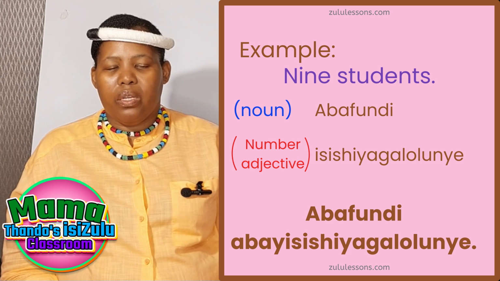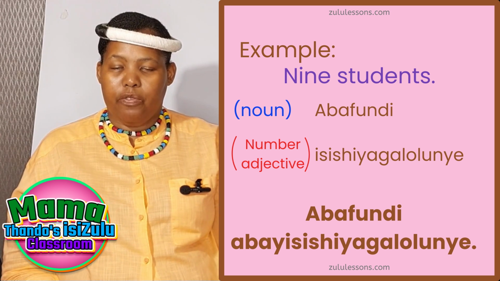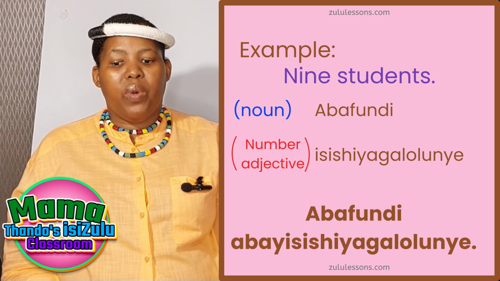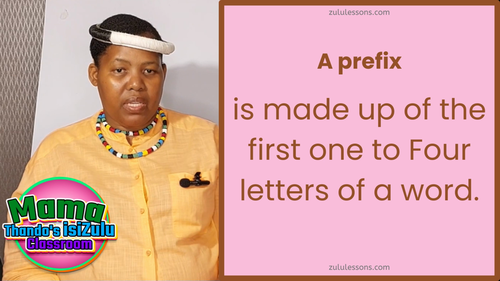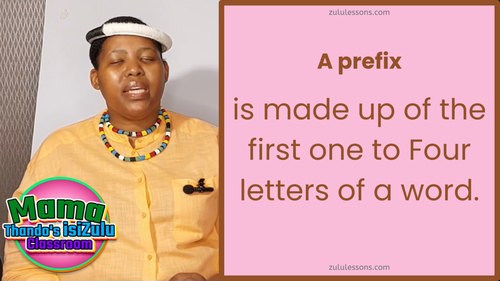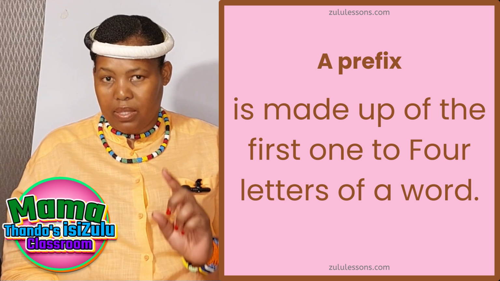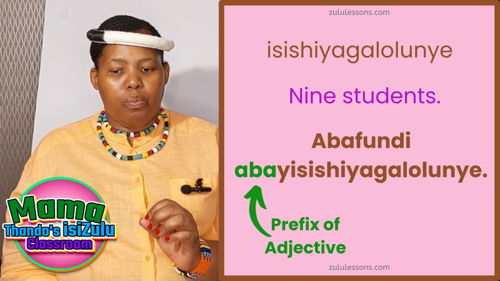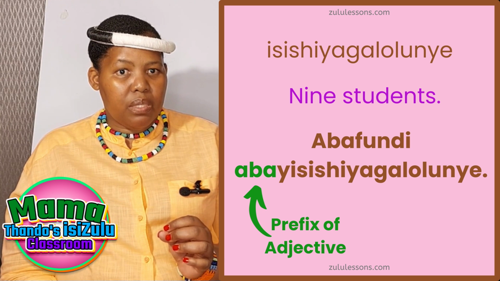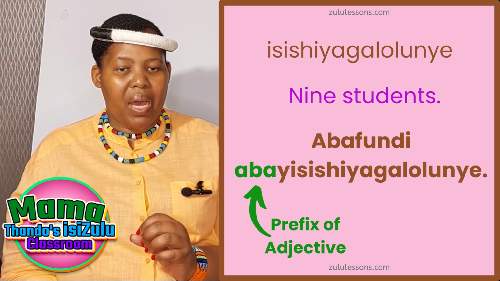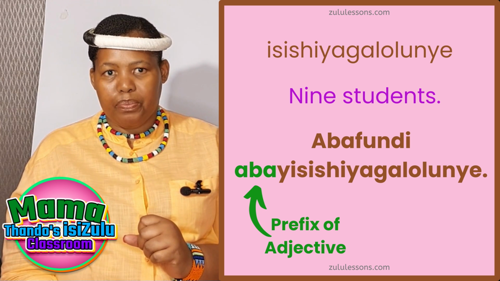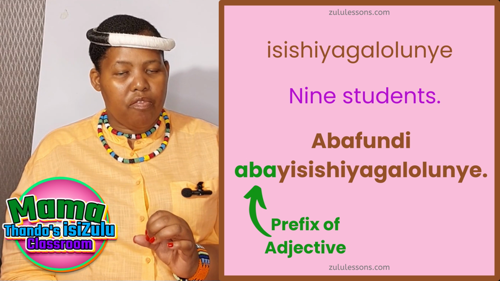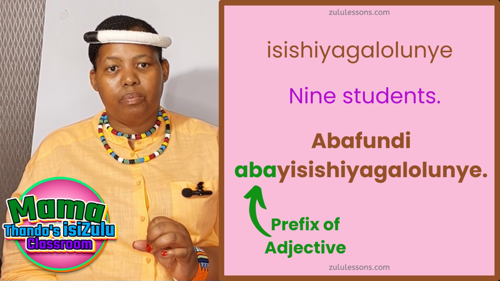Now you look at that and you're like, I see abafundi, students, and I see isishiyagalolunye, 9, but what's the other stuff? Well, the other stuff is a prefix. A prefix is made up of the first 1 to 3, sometimes 4 letters before a word. And so, for example, abafundi, that word has the prefix aba, and then its adjective is always going to have the prefix aba as well. Always.